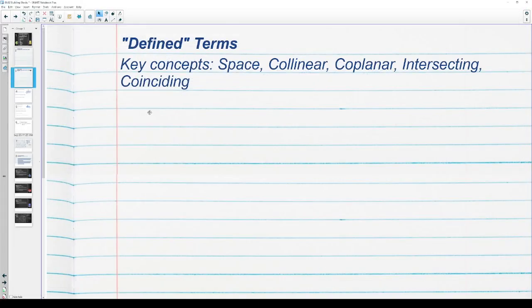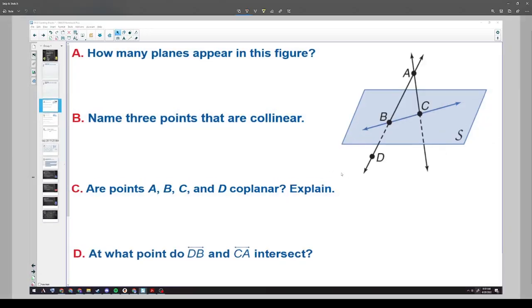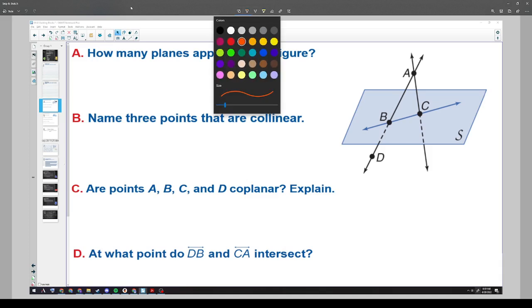We're going to look at just a couple examples of these to wrap up our notes for today. So A says, how many planes are in this figure? So shown in the figure, we have one plane, which is, again, drawn as a parallelogram and named with this capital script letter S. So we have plane S.